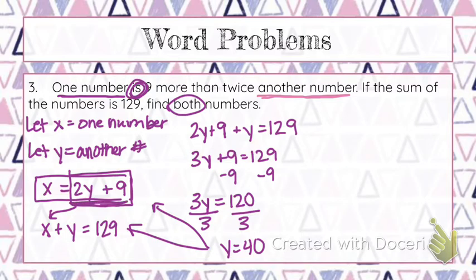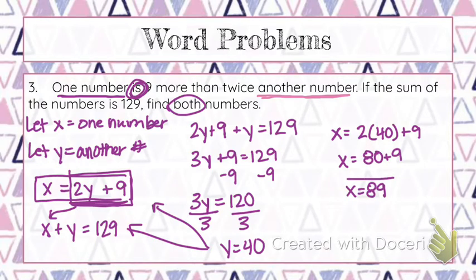I'm going to choose this one. So we know that x equals 2 times y, and y was 40, plus 9. So x equals 80 plus 9. x equals 89. So you need both pieces to get your answer.